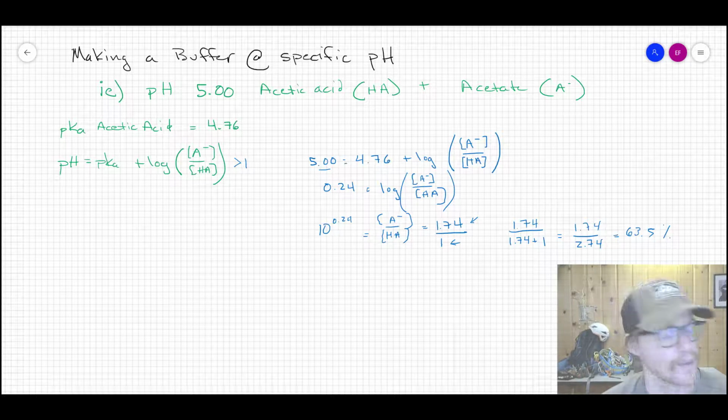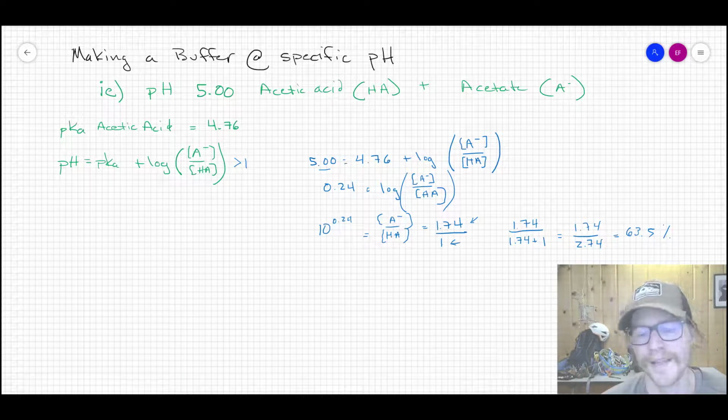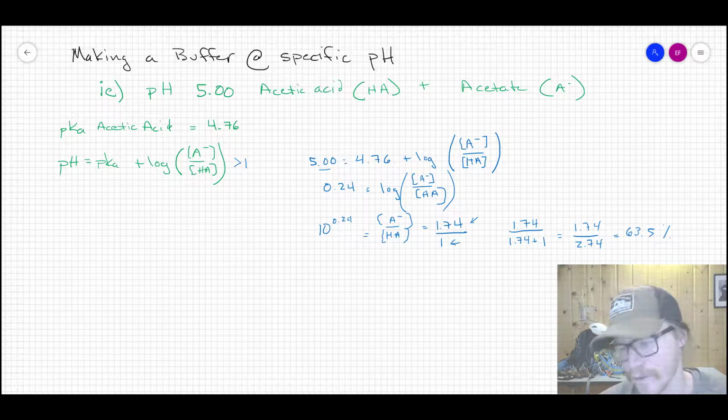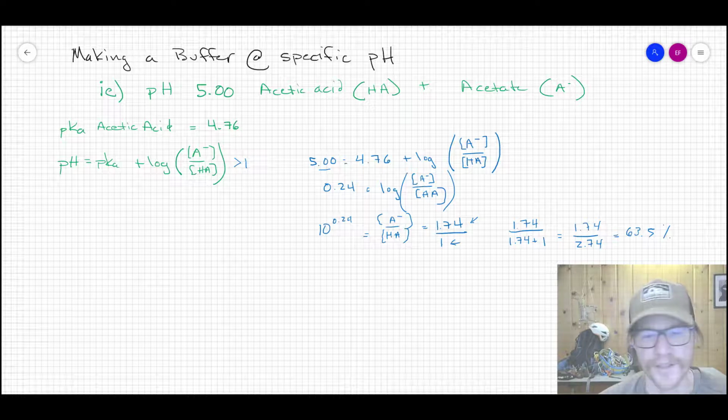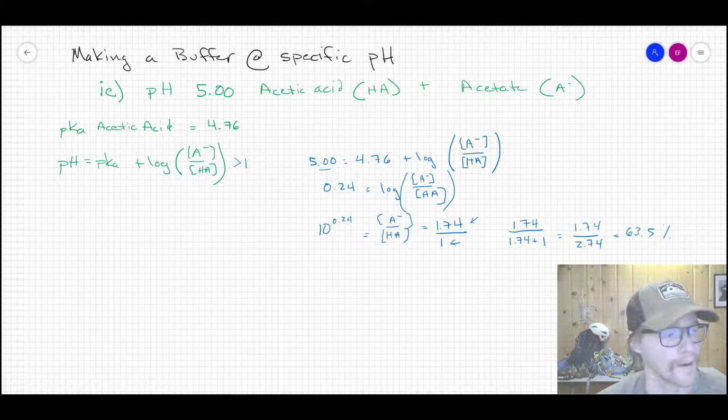So at equilibrium, what that's saying is that 63.5% of the solution will be A minus, and 100 minus that, which will be 46.5%, will be in the form of HA. That's a really intuitive way to start thinking about these buffers.